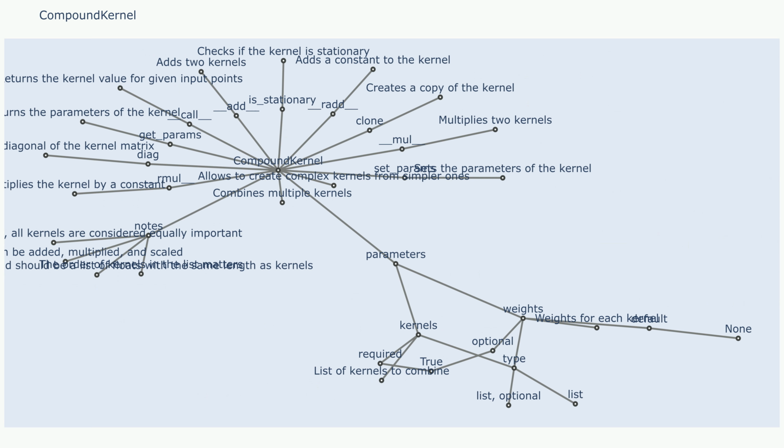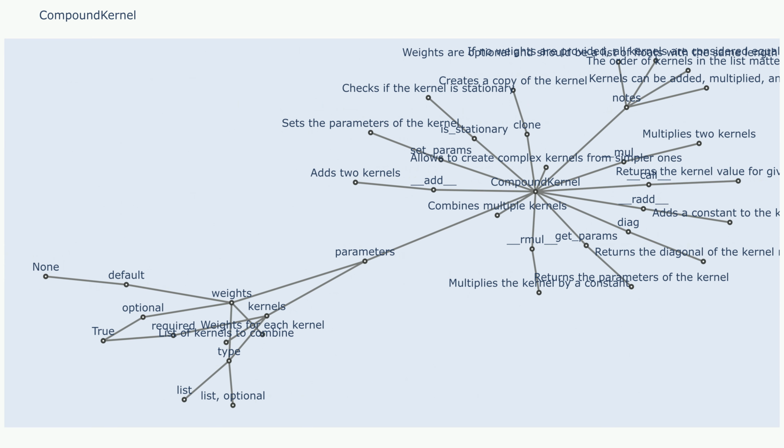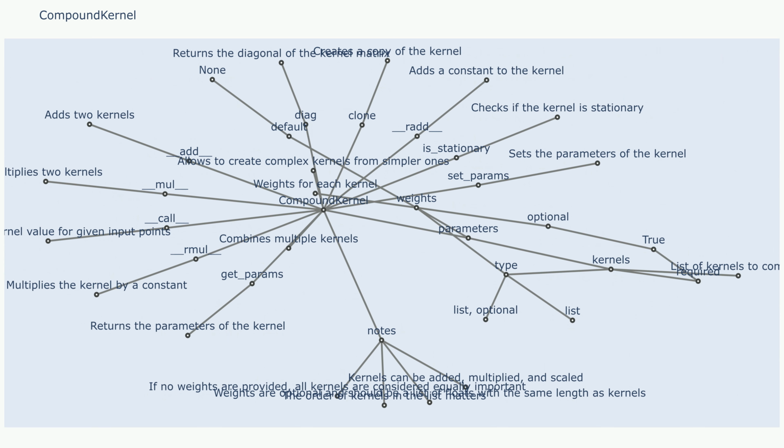CompoundKernel. This object allows you to combine multiple existing kernels into a single, more sophisticated kernel. This lets you capture diverse aspects of your data within a single GP model. Key features of CompoundKernel. 1. Combining kernels. Addition. Combining kernels with plus creates a sum of their individual contributions. This captures both the features captured by each individual kernel.